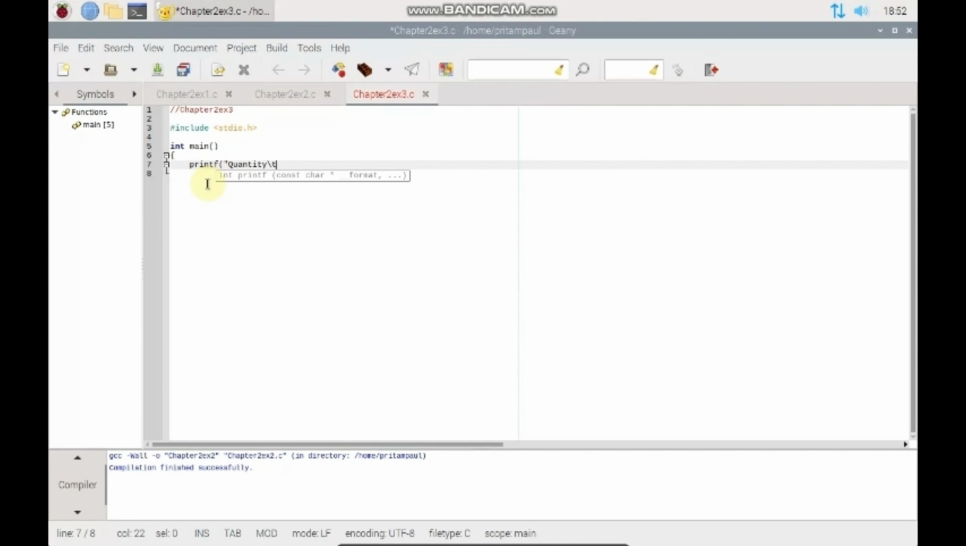For new line, backslash n is to be written. For backspace, backslash b is to be written. For tab, backslash t is to be written. For computer's bell, backslash a is to be written.